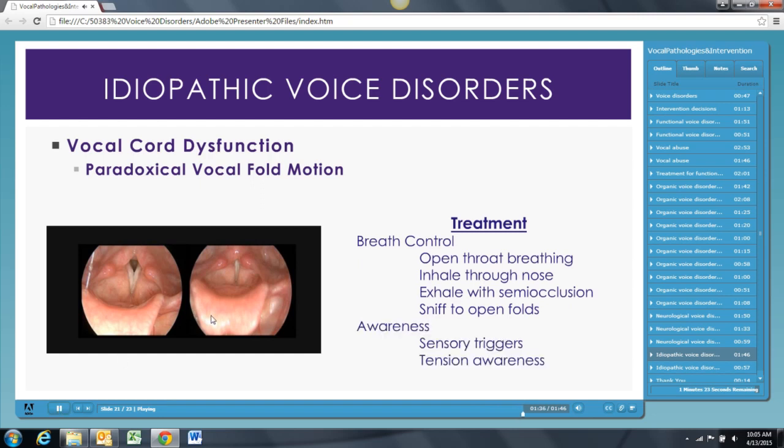Patients will also benefit from sensory awareness activities that help them identify triggers for attacks and also the body sensations that precede the initial period before the attacks.